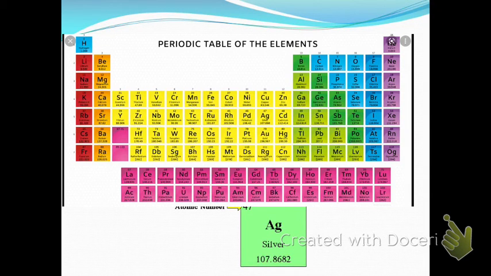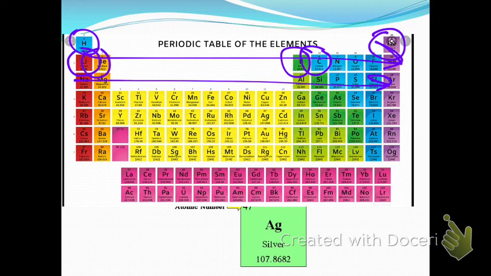Okay, if I'm looking at my periodic table, we need to remember that the periodic table is ordered by increasing atomic number. So here is atomic number 1 with hydrogen, 2, 3, 4, 5, 6, right? It goes in order to the right and then down, right? Do you see how that's organized?